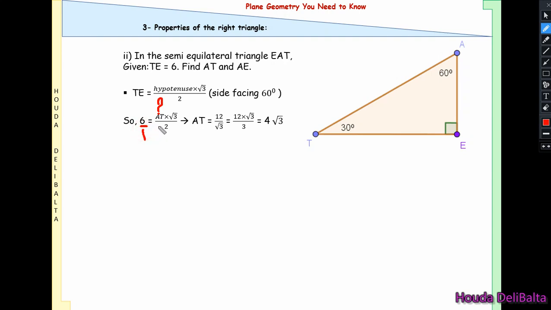So we can now cross multiply to get that AT times radical 3 equals 12, or AT equals 6 times 2, which is 12, and divided by the number multiplied by it, radical 3. So again, AT equals 6 times 2, and we divide by the number multiplied by it, so we will get 12 divided by radical 3.